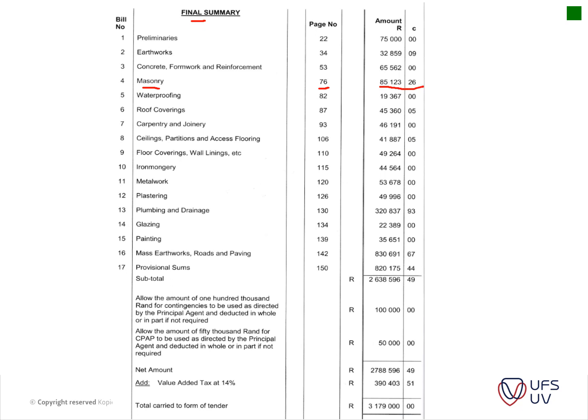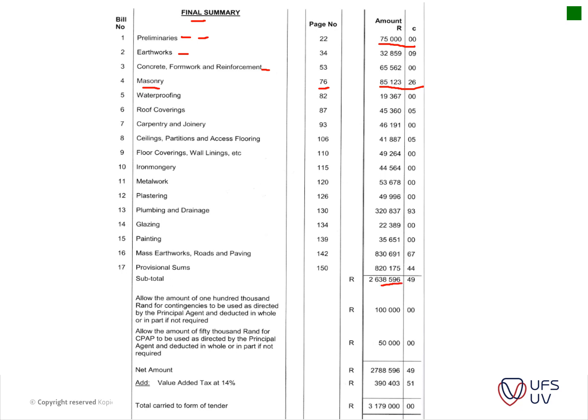Remember your preliminaries is not a percentage anymore. You've got your measured items that the contractor actually prices. Like your health and safety, it's specified you're going to be on site for this amount of time. This is the complexity of the building, so the contractor should price for his health and safety and his site establishment, etc. Same with your earthworks, concrete, and so forth. You can see all the different trades of a standard building listed here.